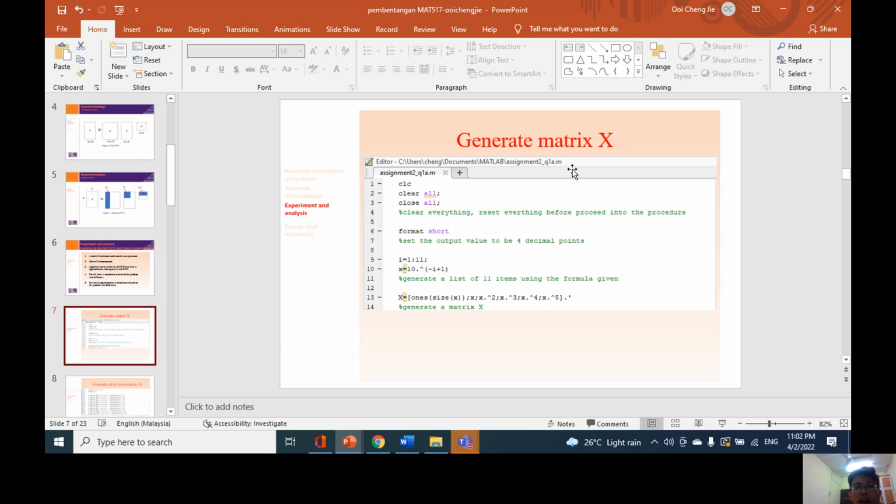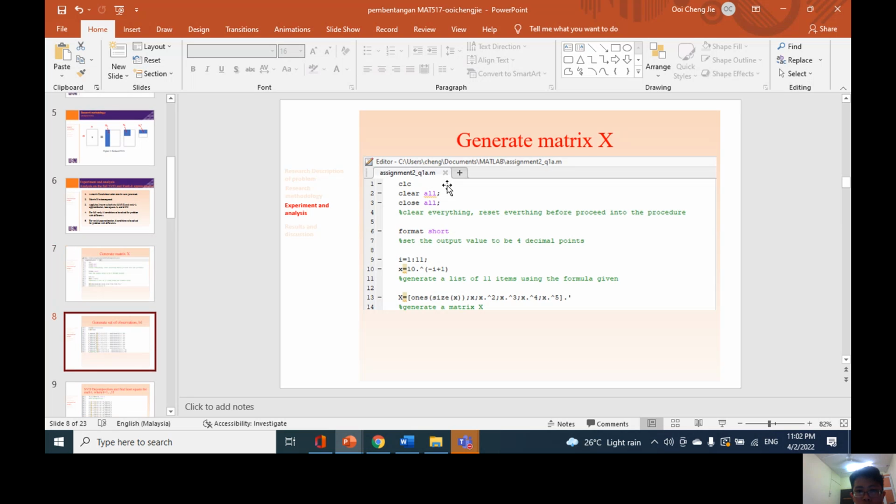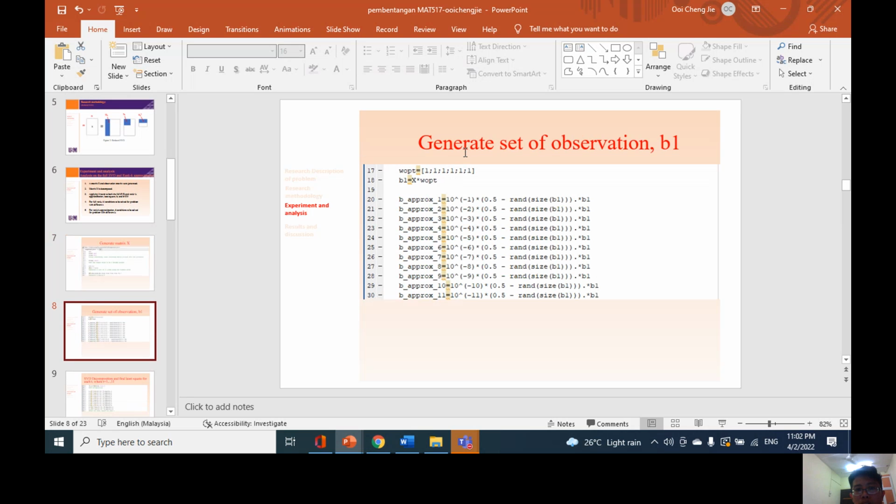From now on, I will be talking about the experiment on how to proceed with all these. I will start with the generation of matrix X. This is the code I'm using to create the matrix X. Then followed by the generation of the set of observation B1.